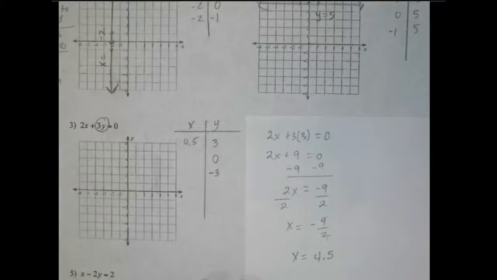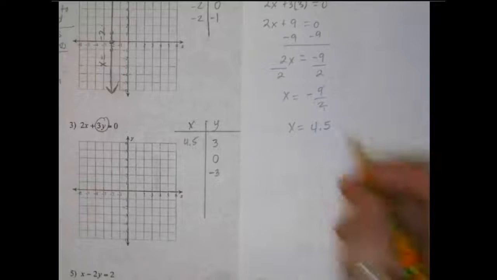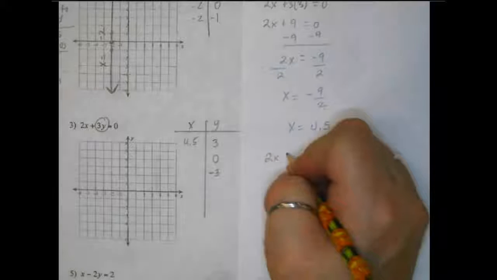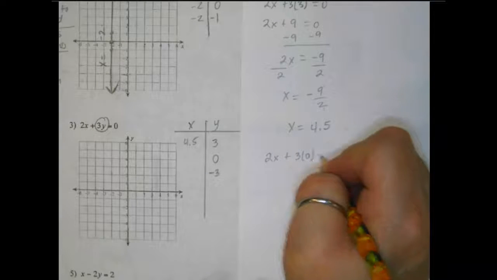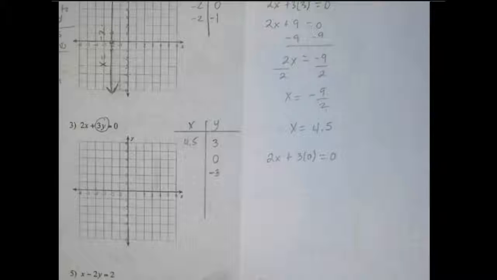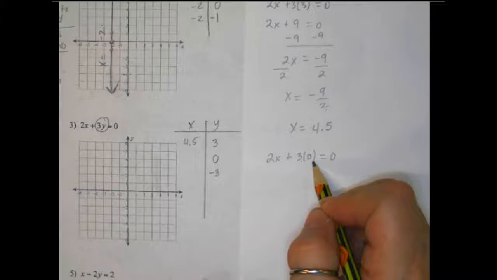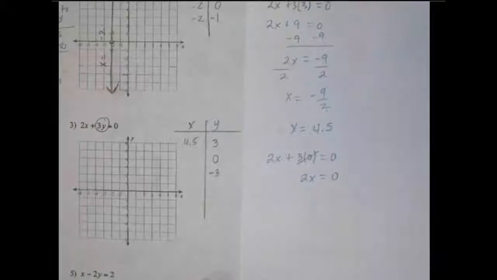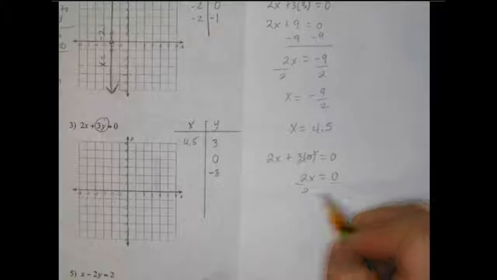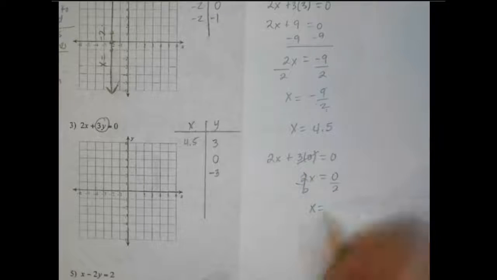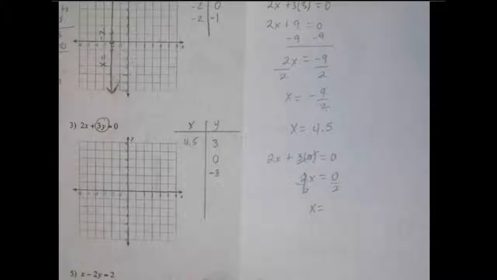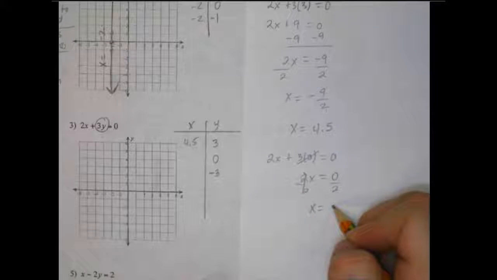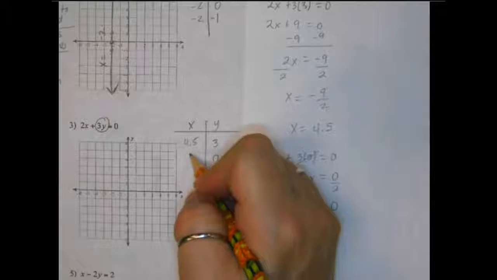Right? So let's look at the next one. Tells me my y is 0. So now I have 2x plus 3 times 0 equals 0, right? What's 3 times 0? So that gives me 2x is equal to 0. If I divide both sides by 2, what is x equal to? What is x equal to? What is it? 0. So my x is 0.